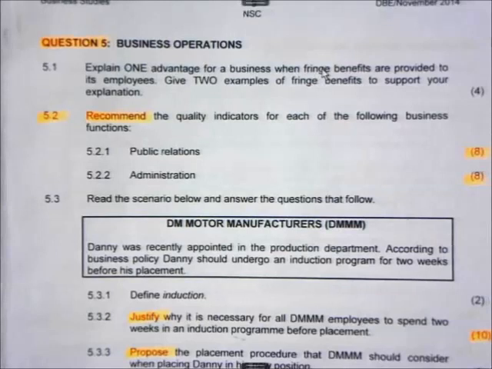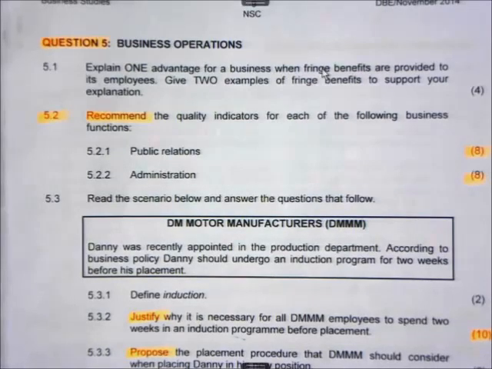When you look at question 5, you can see that question 5.1 said: explain one advantage for a business when fringe benefits are provided to its employees. Give 2 examples of fringe benefits to support your explanation. We just discussed the fringe benefits and the advantages of fringe benefits to the business, and they can be benefits to the employees.